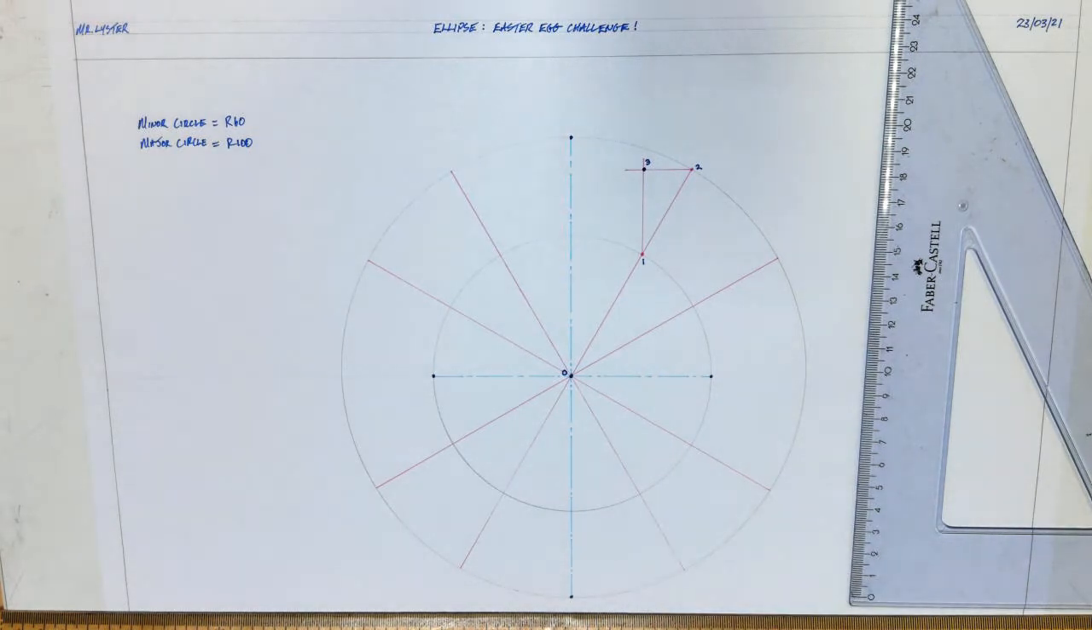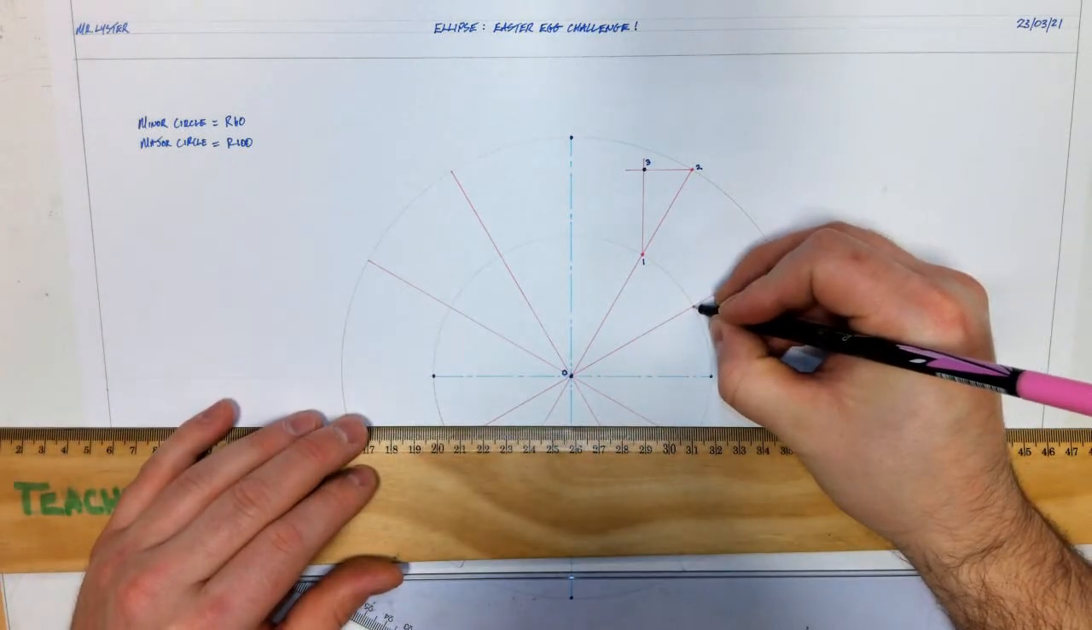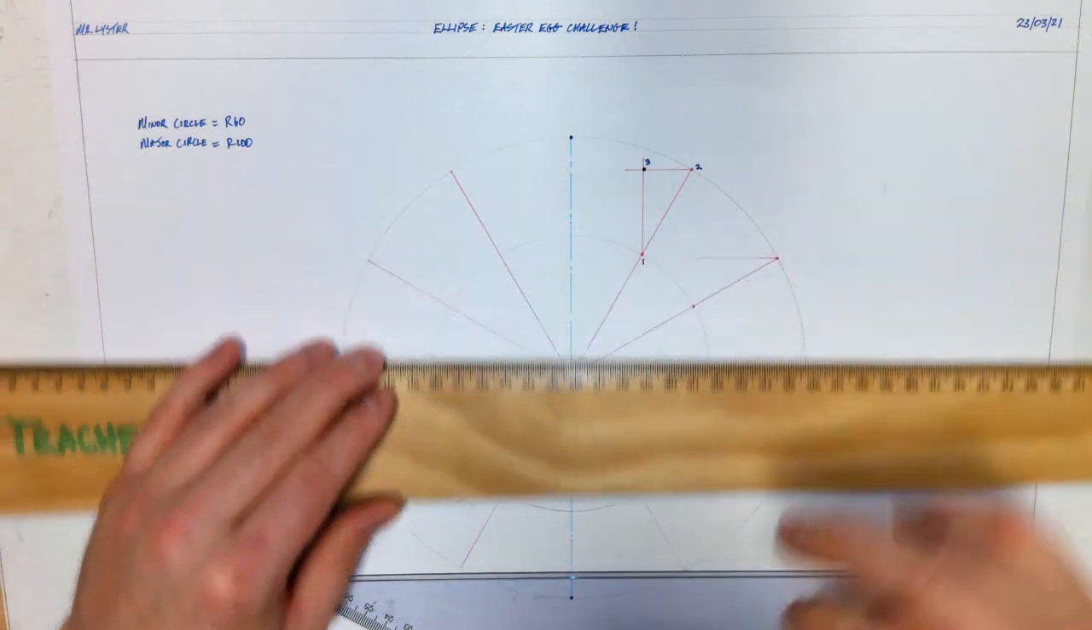So I'm going to repeat that method now, okay, for my other points. So we've here and here. I'm going to draw a light line there.